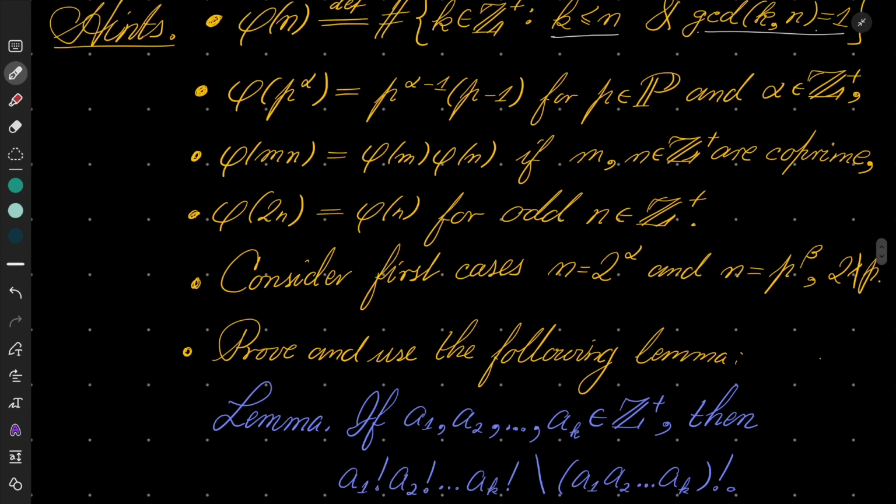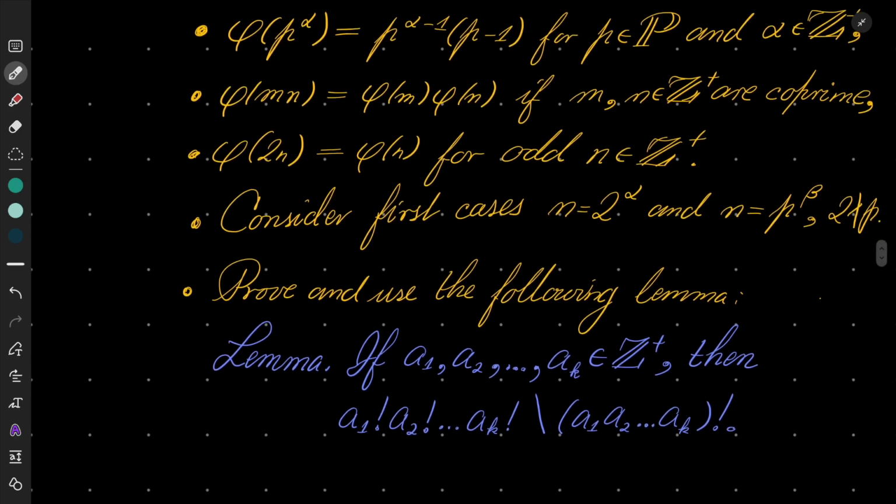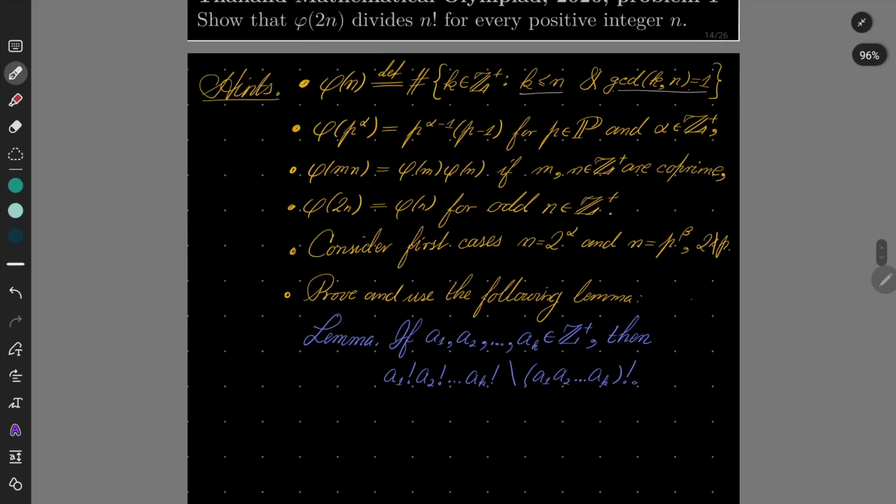First, consider the cases where n equals 2 to the power of alpha and when n equals p to some power of beta, where p is odd. Consider these special cases first, and then prove and use the following lemma. Namely, if we are dealing with k positive integers, then the product of their factorials divides the factorial of their product. So give this problem a try and I will see you in a minute.